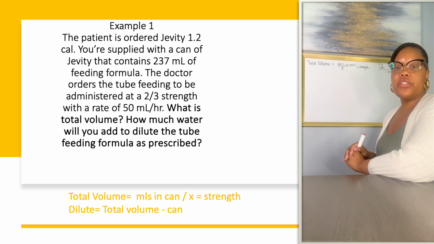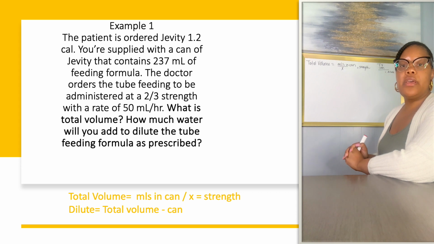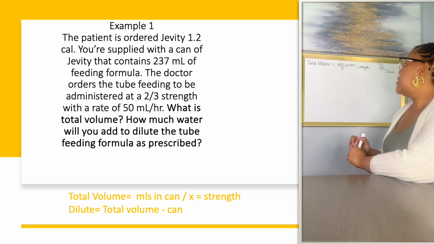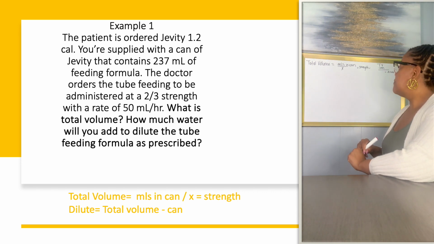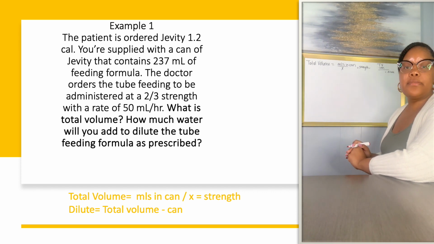It says the patient is ordered Jevity 1.2 cal. You're supplied with a can of Jevity that contains 237 mLs of feeding formula. The doctor orders the tube feeding to be administered at a 2/3 strength with a rate of 50 mLs. What is the total volume and how much water will you need to add to dilute the tube feeding as prescribed? All right, so to get the total volume, first we're going to do the mLs in the can.